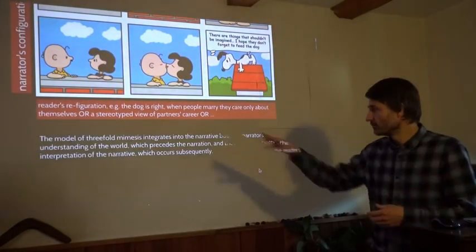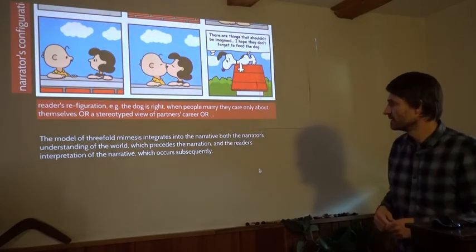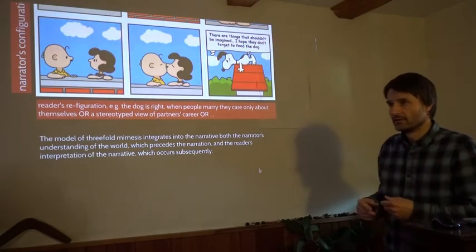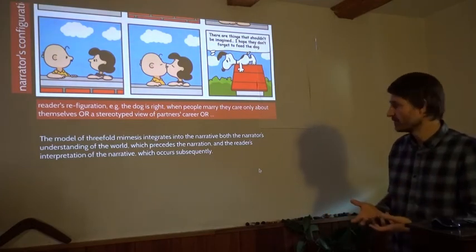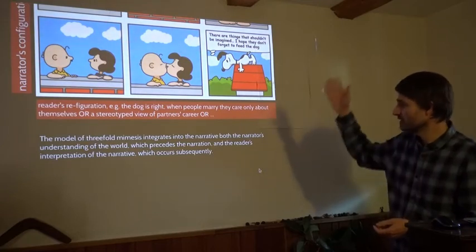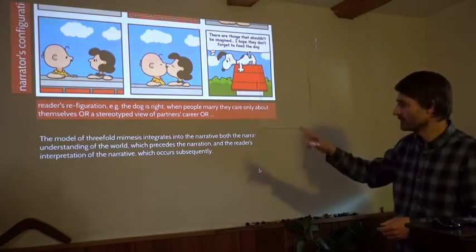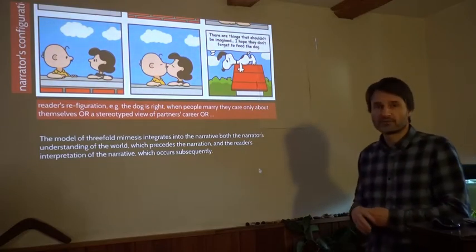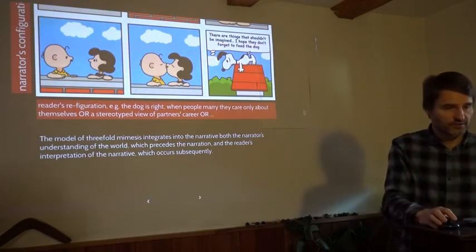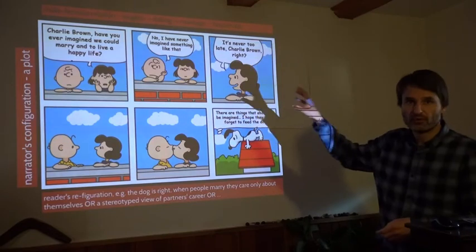The model of threefold mimesis integrates all three mimetic levels, and by doing so it integrates both the narrator's understanding of the world, which precedes the narration, and the reader's interpretation of the narrative, which occurs subsequently. In contrast, structural analysis, Labov and Propp's analysis, focus only on the plot.